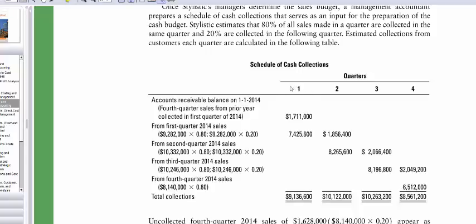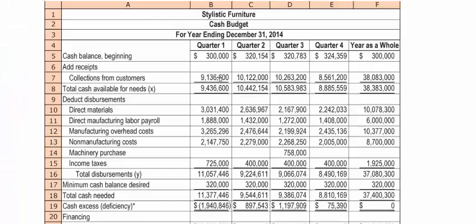Notice that the prior year's fourth quarter balance due from customers plus the 80% quarter of sales in quarter one gets added up, and $9,136,600 would then get carried over and put in the quarter one box for cash collections from customers.